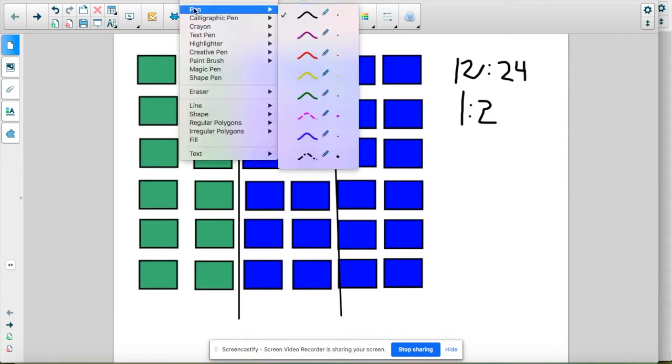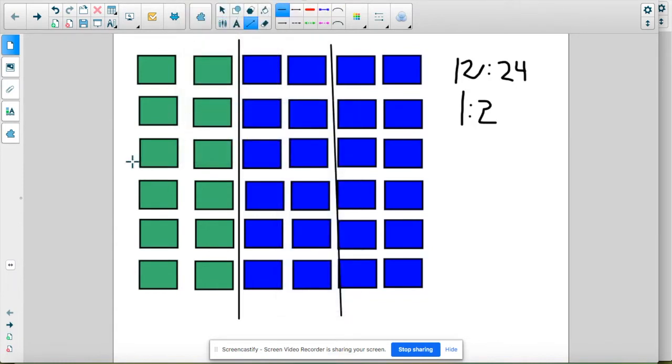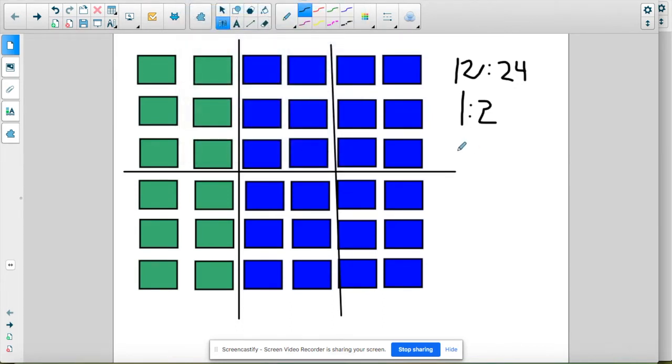Let's make another line. Sorry, this takes me forever to do, but we'll figure it out. What if we now split them across this way? Now, how many groups of green do we have? And how many groups of blue? Well, we have 2 green groups and we have 4 blue groups. These are still showing the same ratio. That's why they're called equivalent ratios. It's just a matter of how you actually decide to look at it.